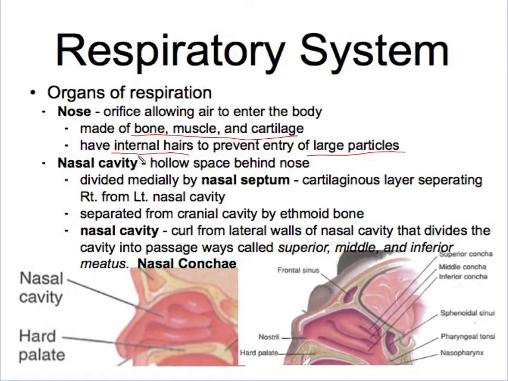Also behind your nose, you have this thing called the nasal cavity. This is your hollow space behind or within your nose. It's divided by your nasal septum, which is cartilage, which separates your left and right nostrils.